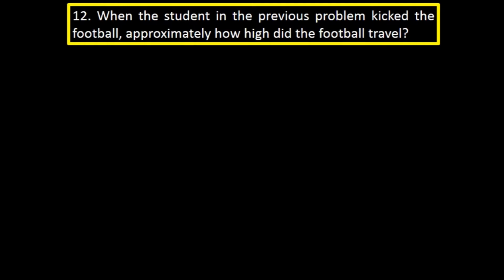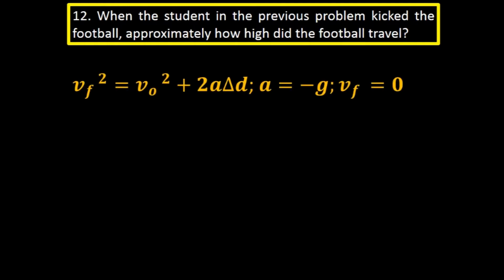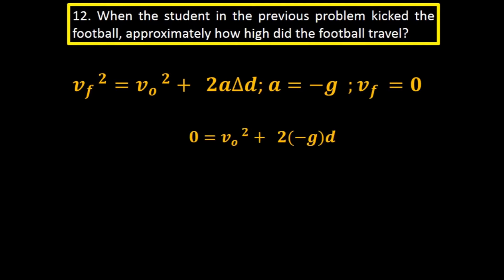When the student in the previous problem kicked the football, approximately how high did the football travel? So again, we're going to use VF squared. Now that we have VF, or V naught, whatever the case may be, we'll plug in negative G.